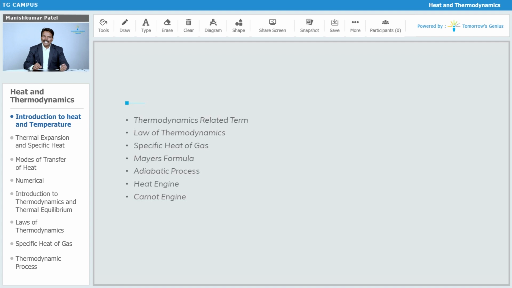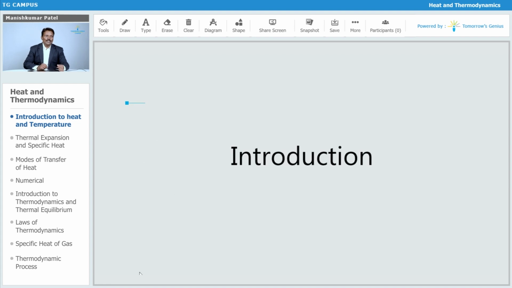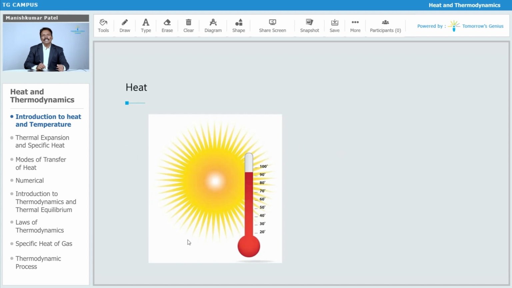first law, second law, then specific heat of a gas. Then related to that there is Mayer's formula, then adiabatic process, heat engine, Carnot engine. All these things we are going to cover in this heat and thermodynamics. So first of all, what do you mean by heat?